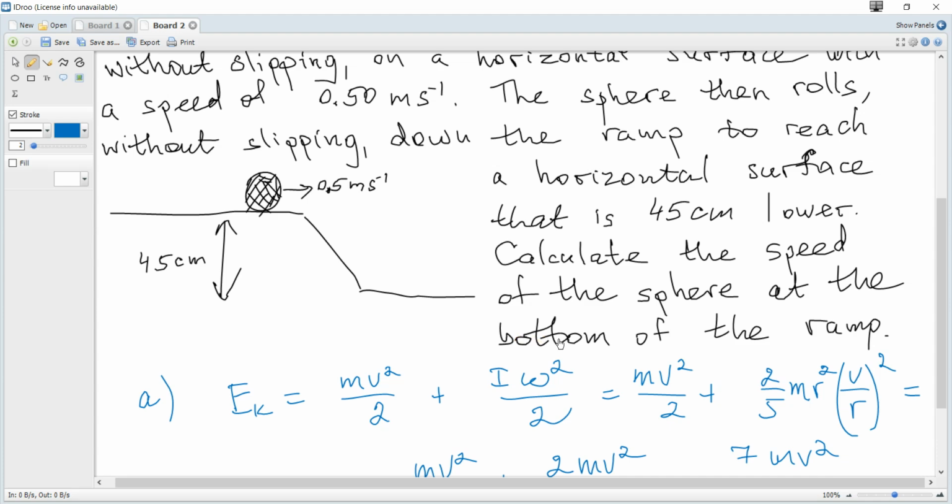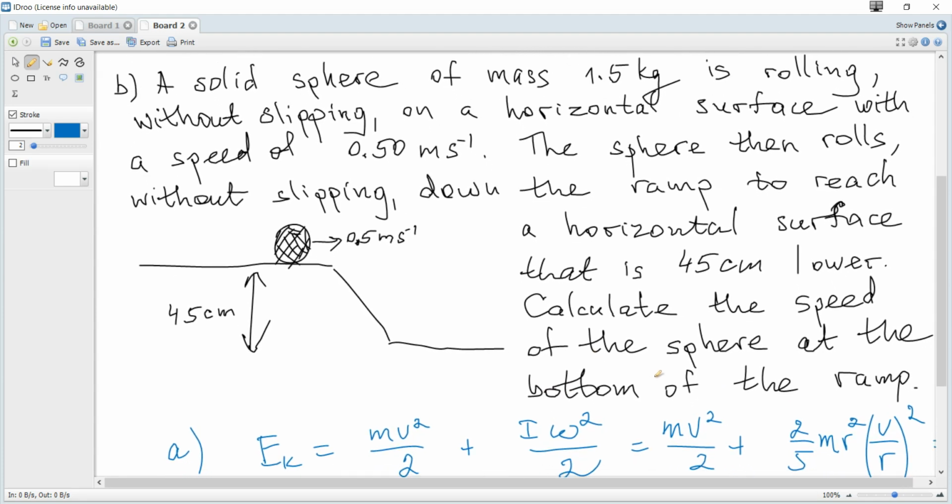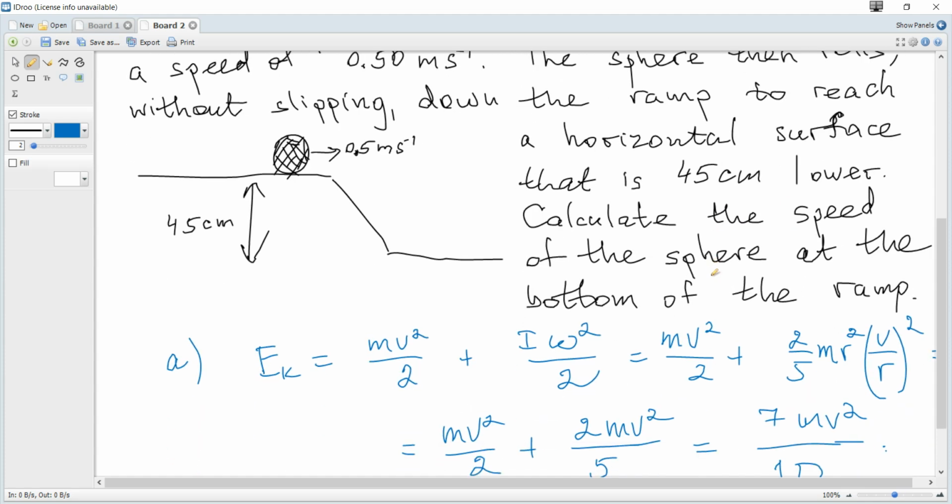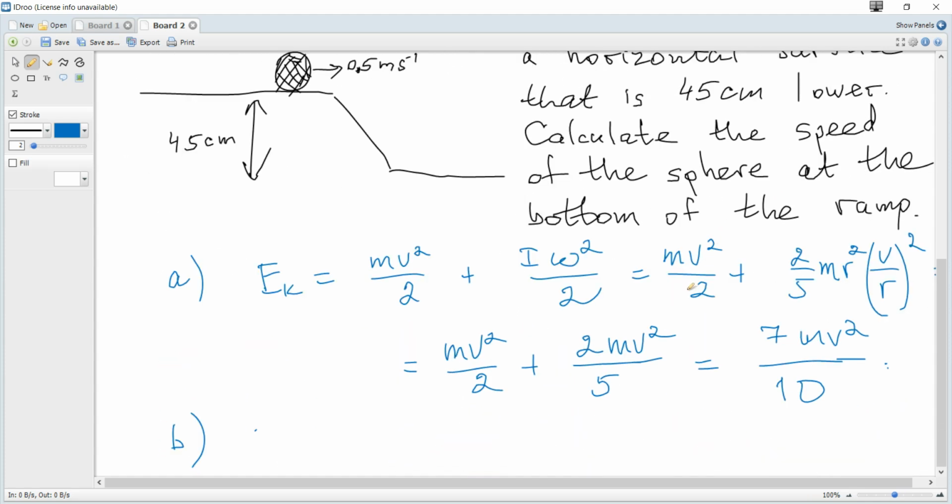The next: a solid sphere of mass 1.5 kilograms is rolling on a horizontal surface with a speed of 0.5 meters per second. The sphere then rolls without slipping down the ramp to reach a horizontal surface that is 45 centimeters lower. Calculate the speed of the sphere at the bottom of the ramp. You may deduce that we can just apply the law of conservation of energy. You can see that there is a difference in height.